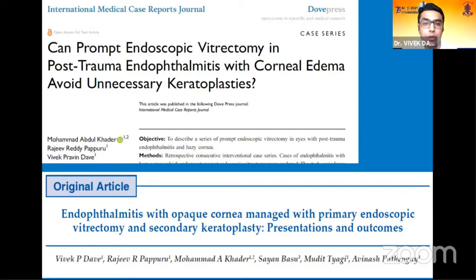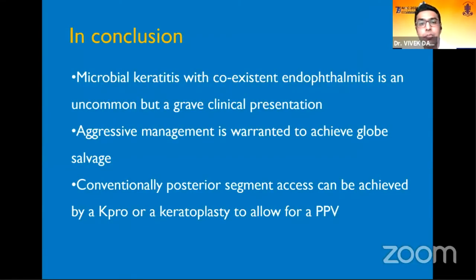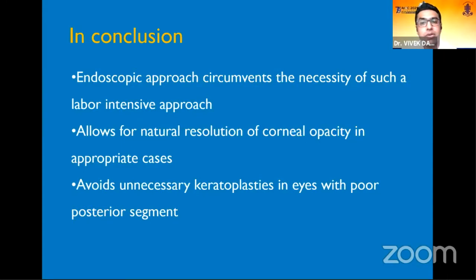So in conclusion, microbial keratitis with coexistent endophthalmitis is an uncommon but a grave clinical presentation. Aggressive management is warranted to achieve globe salvage. Conventionally, posterior segment access can be achieved by a K-Pro or a keratoplasty to allow for a pars plana vitrectomy. Endoscopy, though, circumvents the necessity of such a labor-intensive approach, allows for a natural resolution of corneal opacity in appropriate cases, and also avoids unnecessary keratoplasties in eyes with a poor posterior segment.